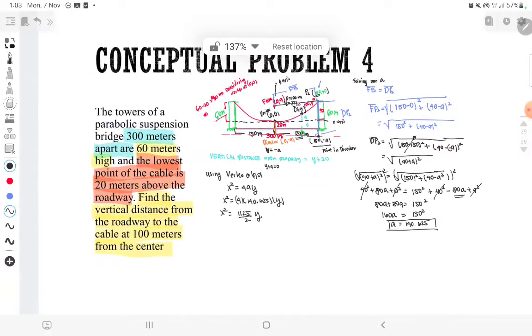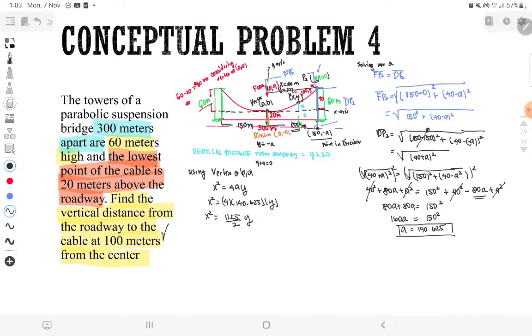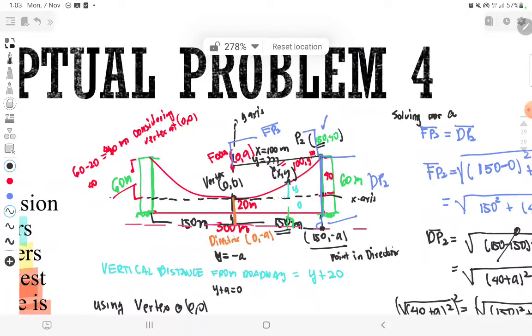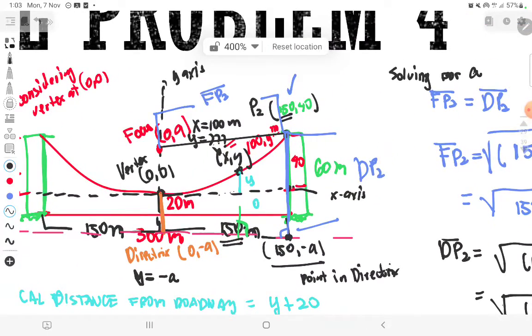Now, solving for my y, solving for y at x is equal to 100. So the next thing to do is to solve this point.